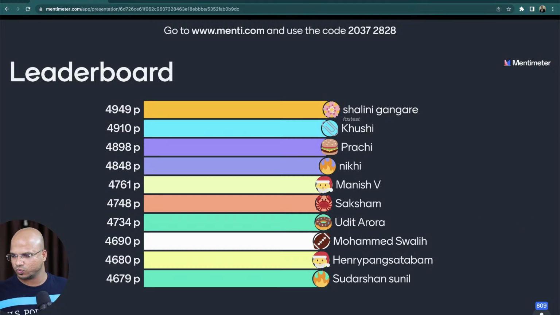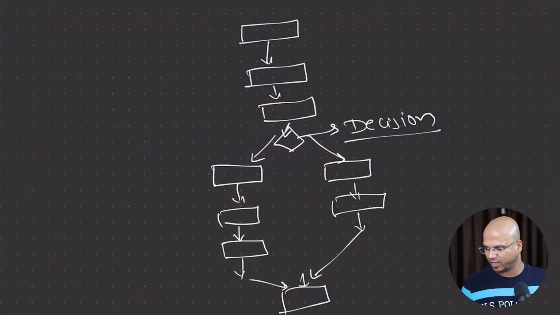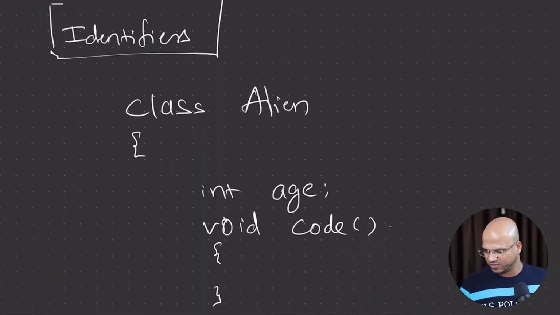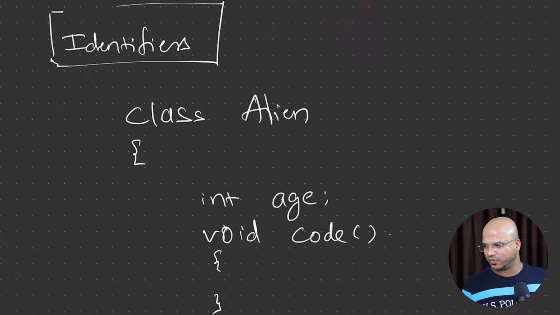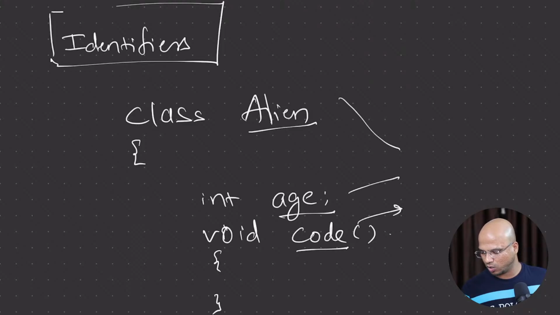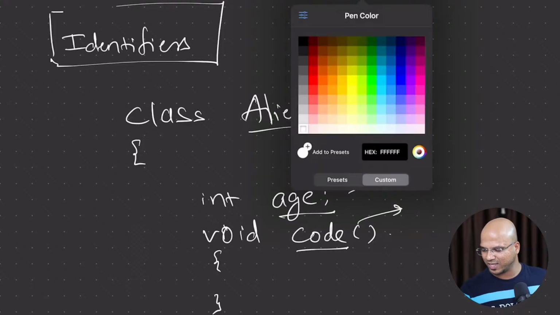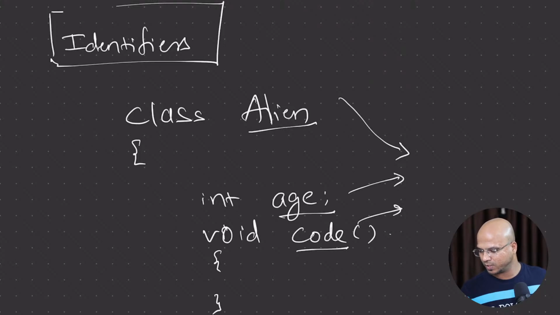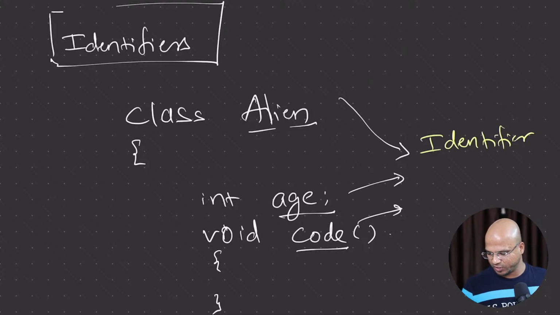In fact, before that, I just want to talk about one more concept, and then we'll go towards Menti, because in Menti we might have that question. See, we have talked about these classes as well, right? When we talk about class, when we talk about variables, whatever class name or variable name you give, they are actually called identifiers. So alien, which I have created, age, code, those are the names which I've given. So those are identifiers.